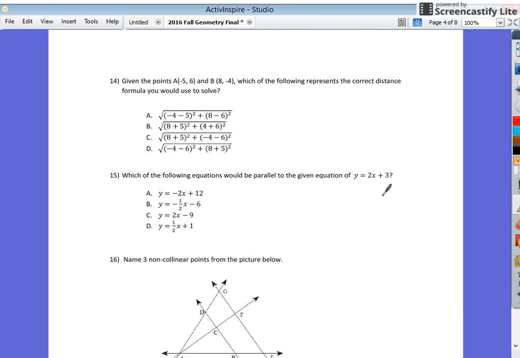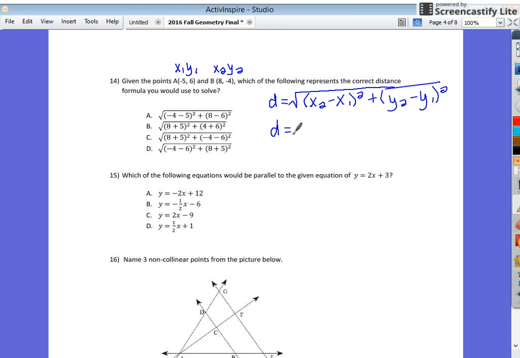On number 14, we're given the points A, -5, 6, and B, 8, -4. And we want to know which of the following represents the correct distance formula. So we need the distance formula first, and then basically all we got to do is plug in, guys. So x2 minus x1 squared plus y2 minus y1 squared. Now again, our x1, y1, x2, y2 come from our points. So label them, please, so you don't plug in wrong or in the incorrect spot.